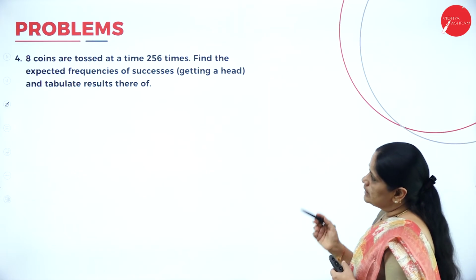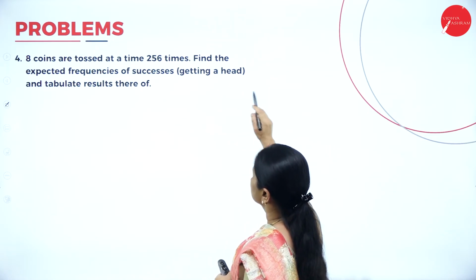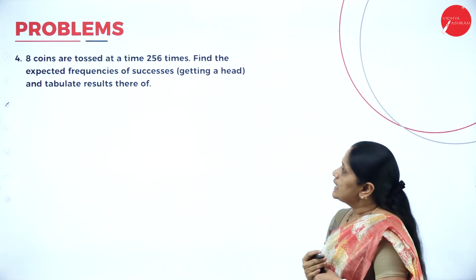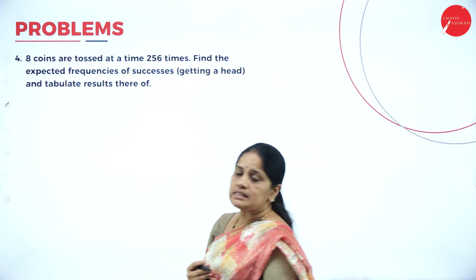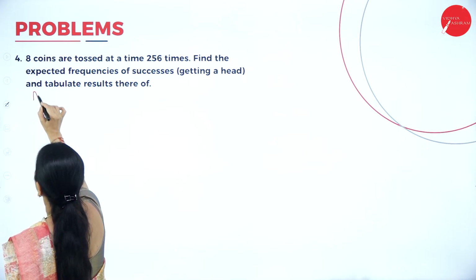So when we simplify this, we get the answer as 0.004161. Now the next one: 8 coins are tossed at a time 256 times. Find the expected frequencies of successes, getting a head, and tabulate the results thereof. So what is n?